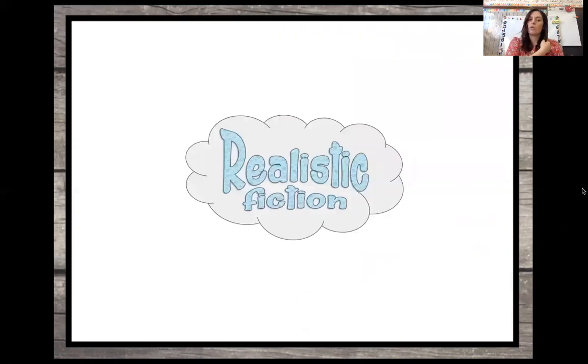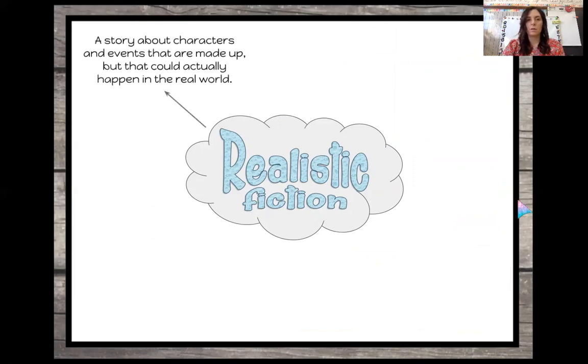Before we start, as a reminder, Cooper's Lesson is realistic fiction. Some of the characteristics of realistic fiction: these are stories about characters and events that are made up, but they could actually happen in the real world. And the story is told through the plot, or the main events of the story.